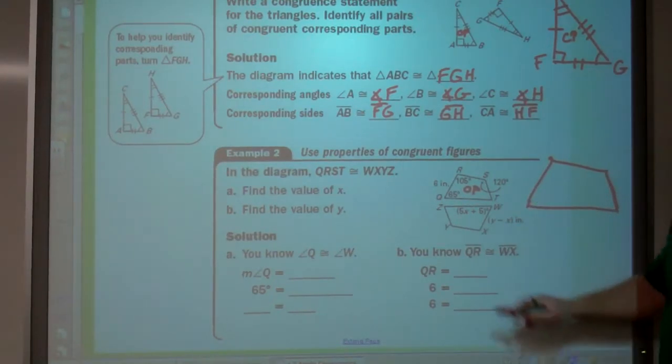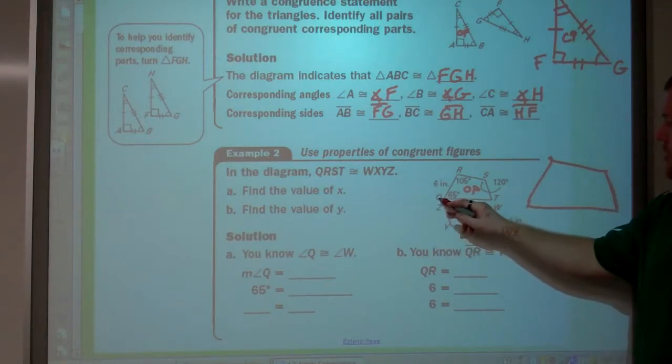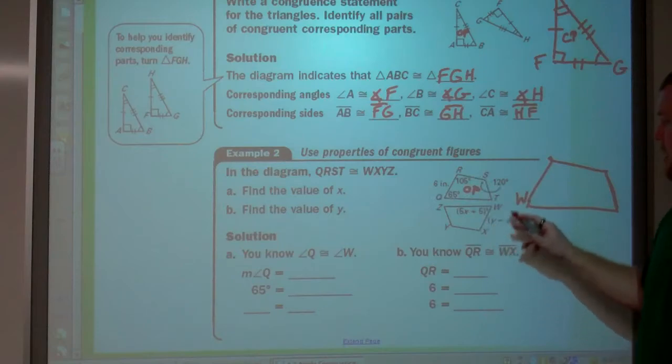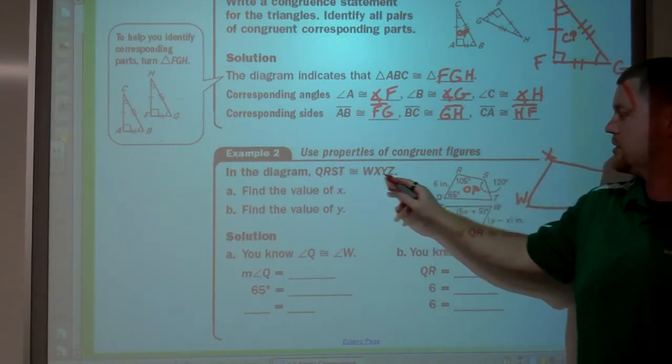Alright? Now, point Q corresponds with W. Q is in the lower left. W has to be in the lower left. R corresponds with X. There's R. X has to go up here. S corresponds with Y.